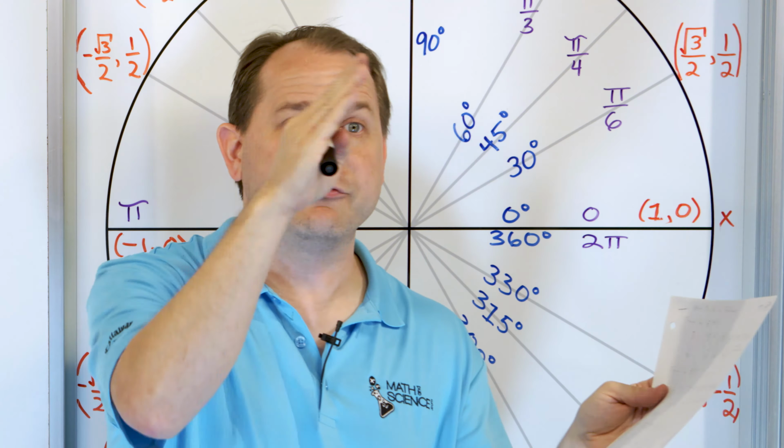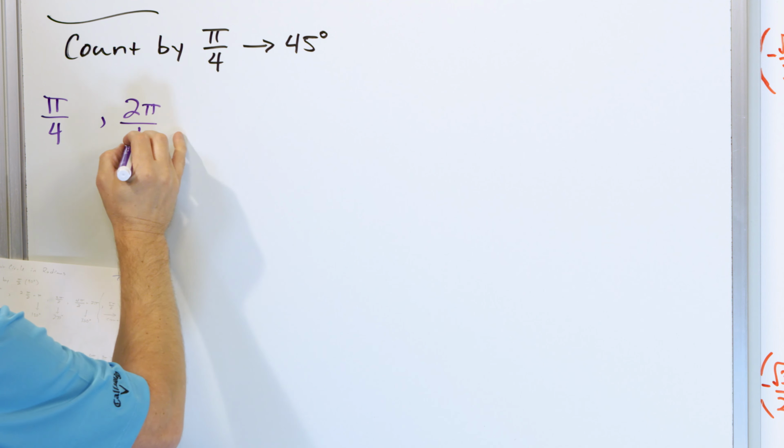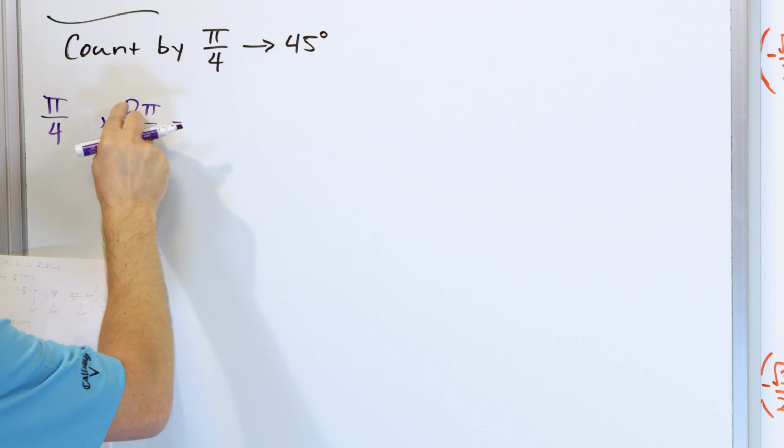Now let's do the math and see how those shake out as we continue on around. So we started off with pi over 4, right? Then we got to 2 pi over 4. But this one can be reduced. What is this going to reduce to?